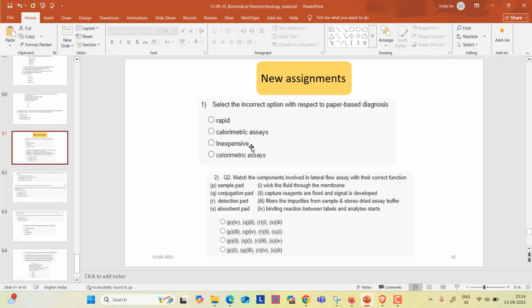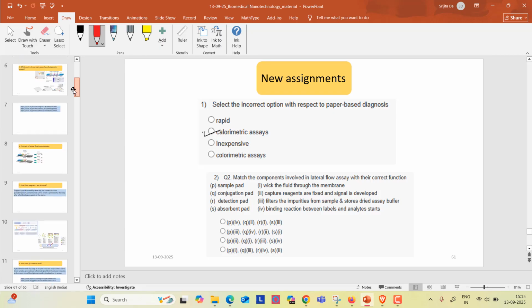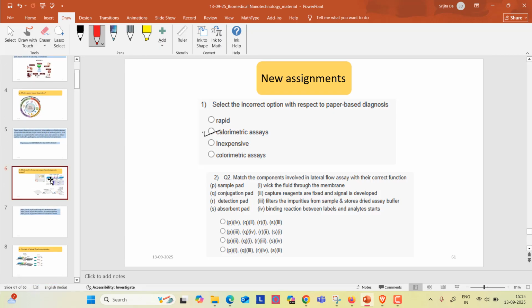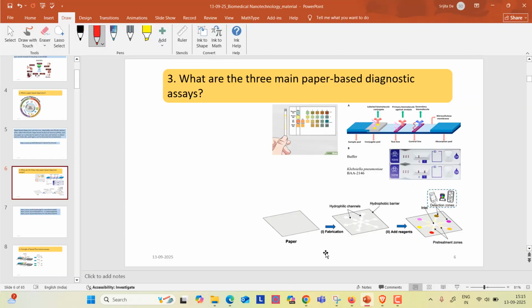They are inexpensive, right? And they use colorimetric assay, like the color change we see. The right pronunciation is colorimetric. Okay, so this is written as calorimetric, so this is the wrong answer. So the incorrect option is the calorimetric assay. We'll come back to the next question because let's first discuss the transfer.